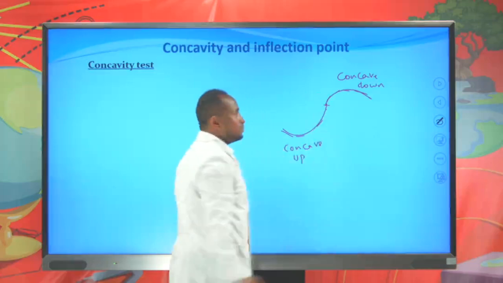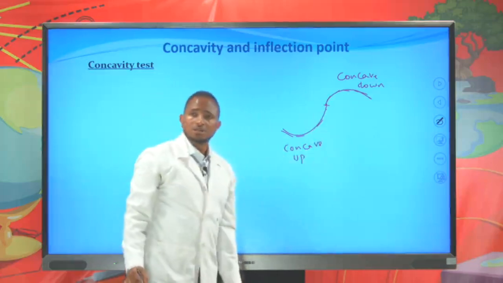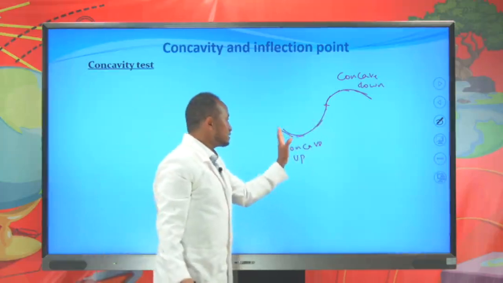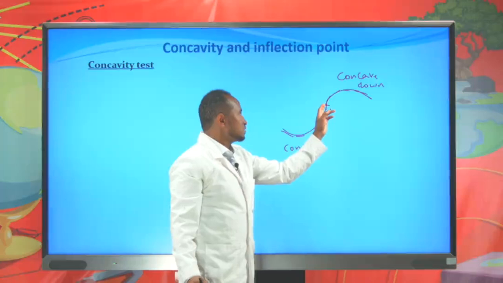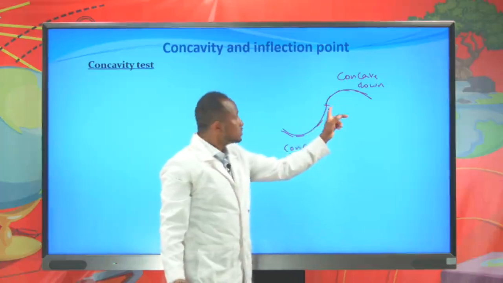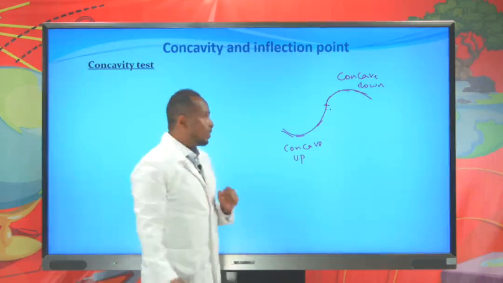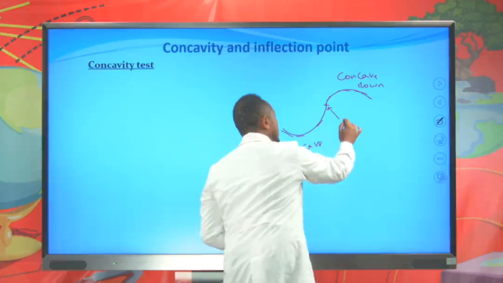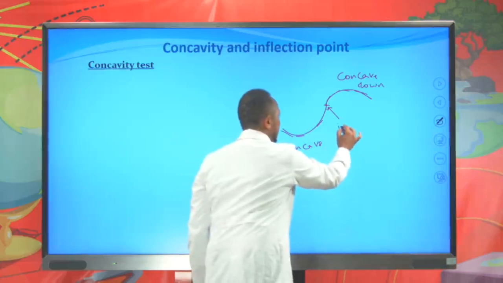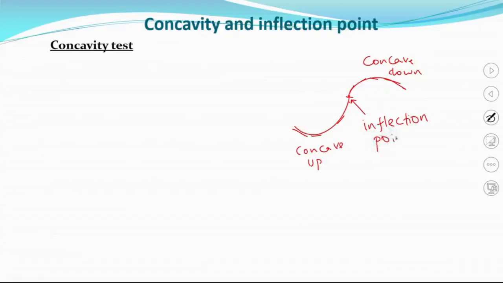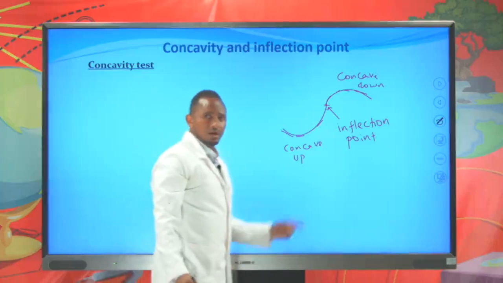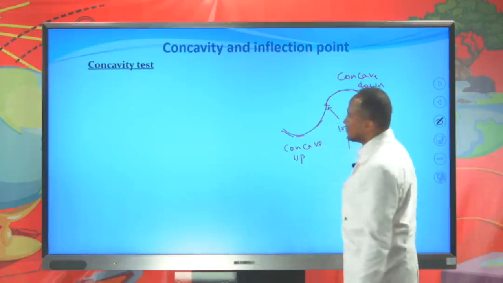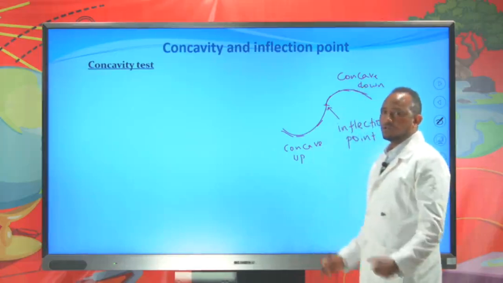And the point where concavity changes, we call it an inflection point. This is a point where the graph is concave up and changes its concavity at this point to concave down. So this point we call an inflection point. Therefore, the point where concavity changes, we call an inflection point. Now let's see how to determine the interval of concavity, concave up and concave down, of a given function.